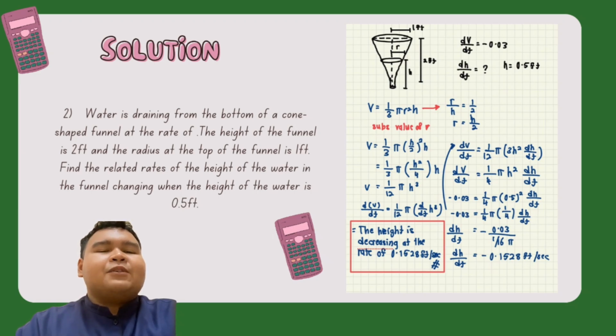Next, we identify what formula we would use. In this case, we are going to use the volume of a cone formula, which is V equals 1 over 3 pi r squared h. From the formula, we need to express r in terms of h to continue with differentiation. We assume that r over h is equal to 1 over 2. So r is equal to h over 2. Now we can substitute the value of r in the formula and simplify.